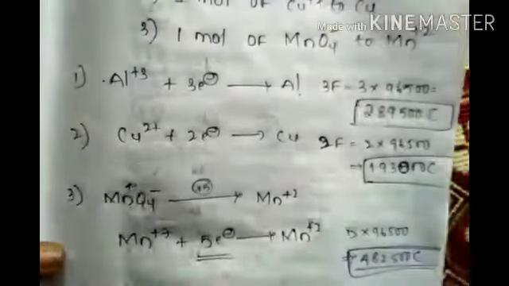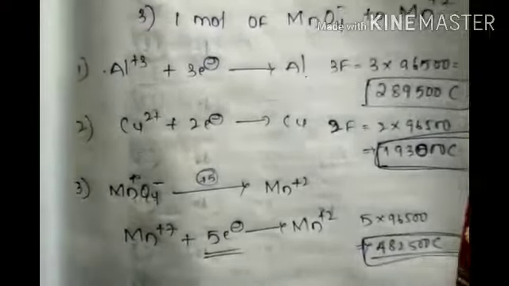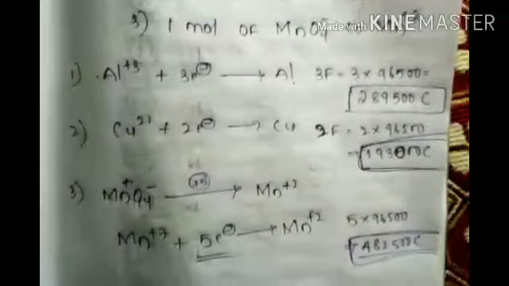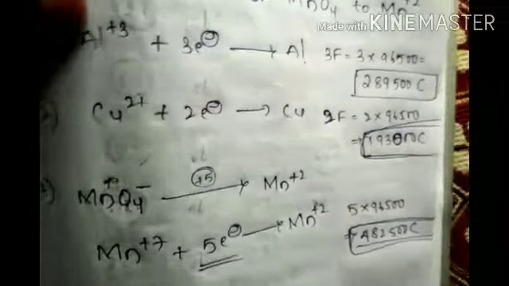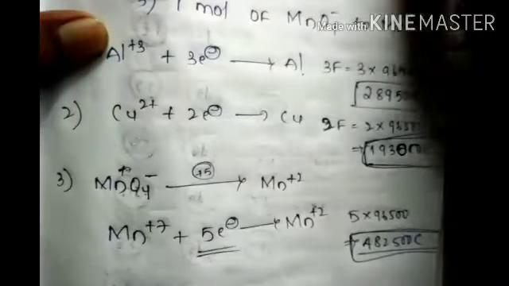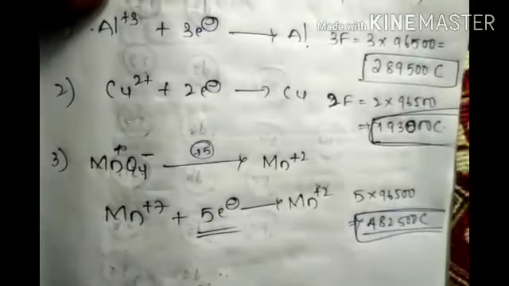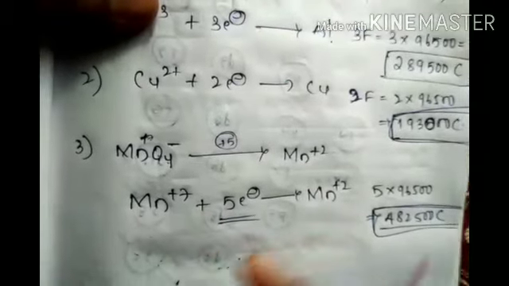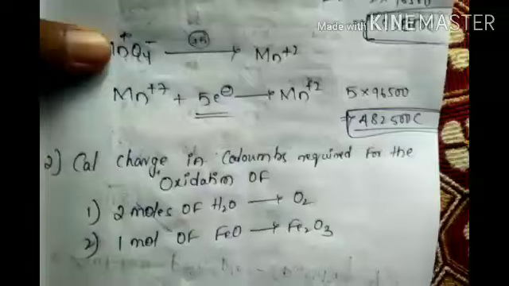Got it, guys? Very simple. Now I will make it difficult. Now simple, right? Next, for example, calculate the charge in coulombs required for oxidation. A little bit difficult. In every problem, one new thing will come in this chapter. Now problem number 2.